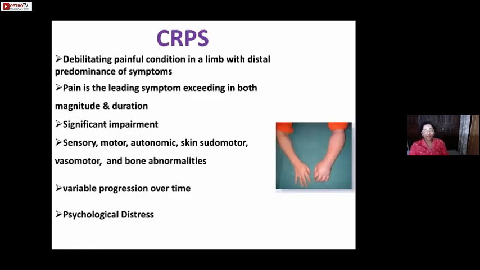So it is a debilitating, painful condition in a limb with distal predominance of symptoms, and pain is the leading symptom, which exceeds both in magnitude as well as duration. There is significant impairment of the sensory, motor, and autonomic function, with variable progression over time and associated with psychological distress.